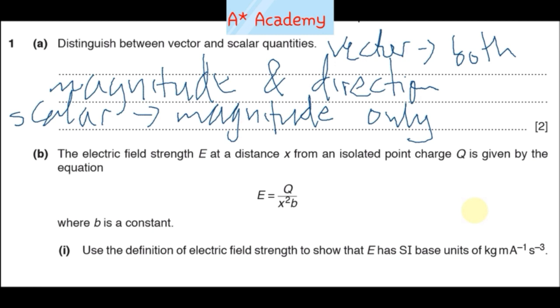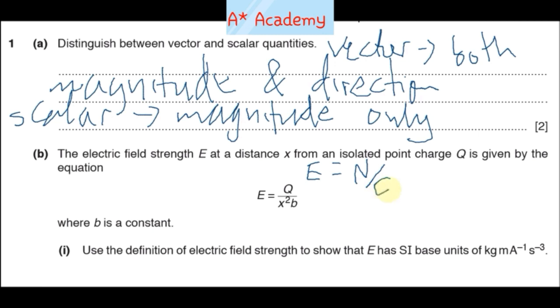Right, the electric field strength E at a distance from an isolated object... Use the definition of field strength to show that E has SI base units of that. Well, electric field strength can be defined as the force per unit charge at that point in an electric field. So since it's force per unit charge, E has units of newtons per coulomb.